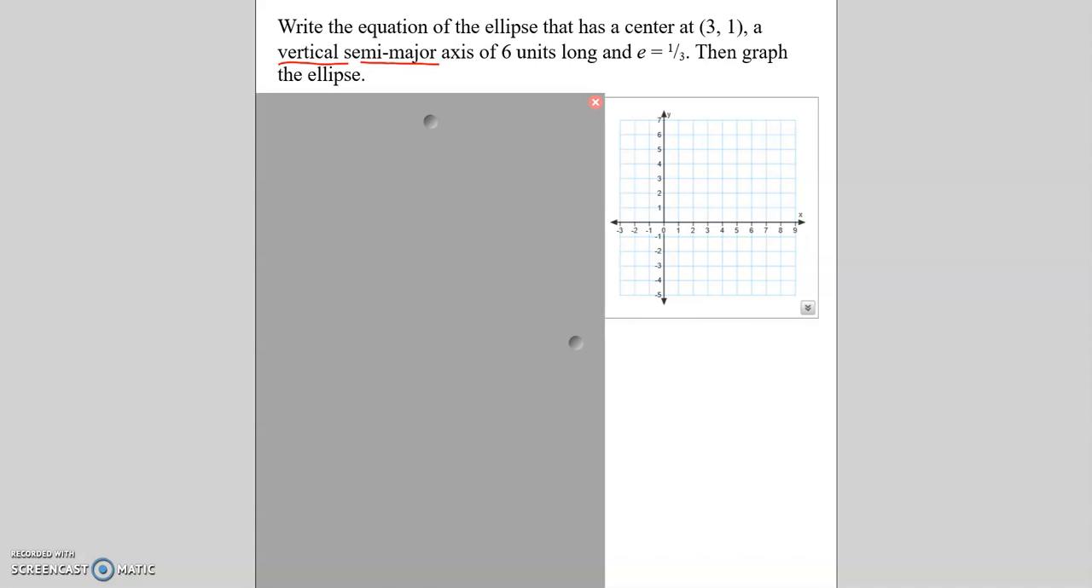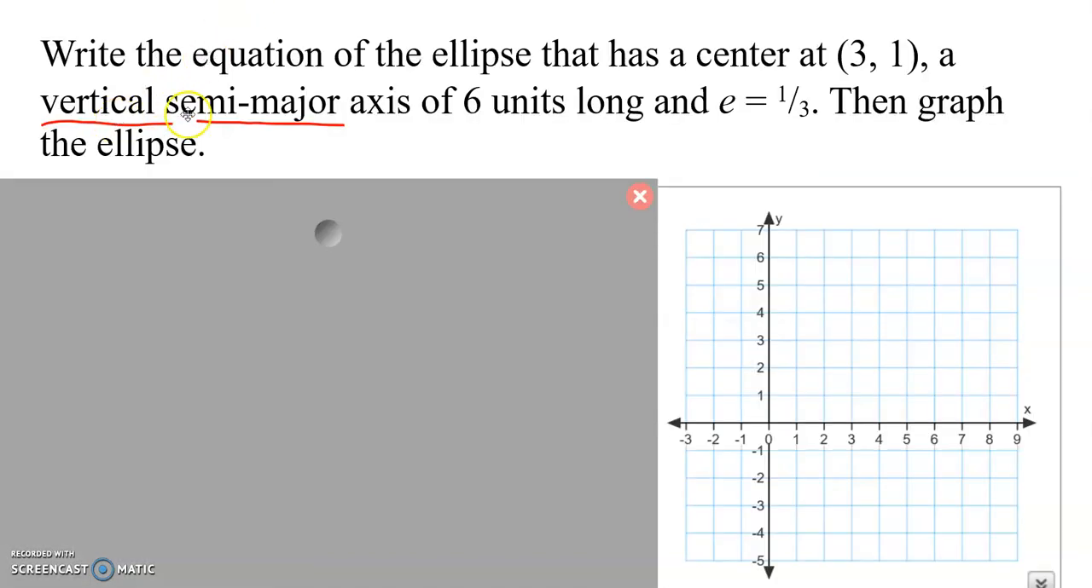So write the equation for an ellipse that has a center at 3, 1 and a vertical semi-major axis of 6 units long and an E equal to 1/3. Then graph the ellipse. So I find it helpful to start drawing your graph as soon as you know some information. So I'm going to draw a center at 3, 1, and then I'm going to draw a vertical semi-major axis. So vertical means up and down.